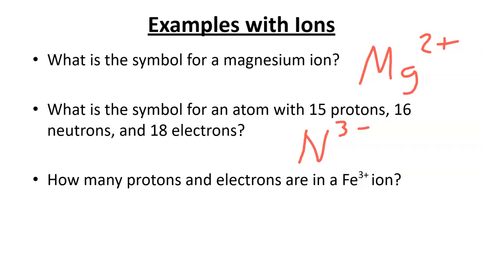How about an iron 3+ ion? Well, an iron 3+ ion might take you a minute to find iron on your periodic table. It has 26 protons, atomic number 26. Remember, the +3 means it has 3 fewer electrons, 23.